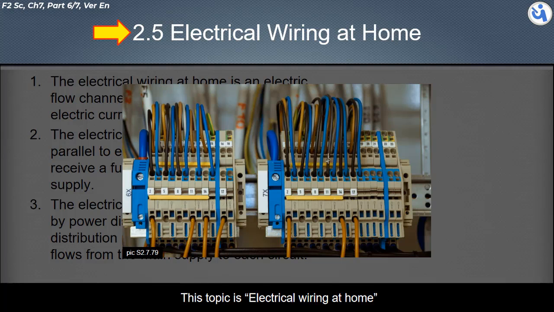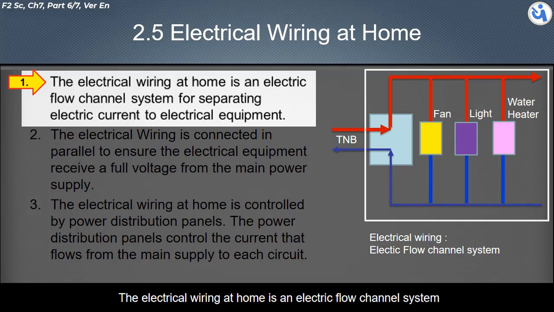This topic is electrical wiring at home. The electrical wiring at home is an electric flow channel system. It functions to separate electric current to electrical equipment. From the diagram, the electricity is supplied from the supplier, and in Malaysia, TNB is the electricity supplier.